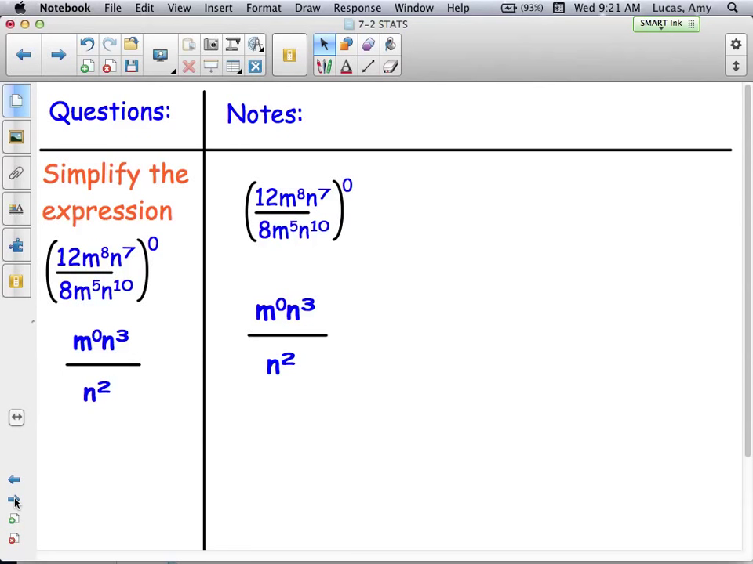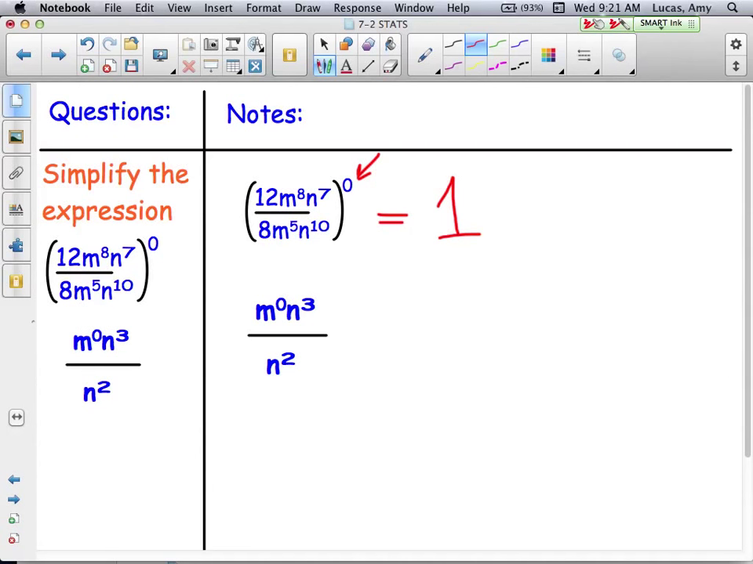Okay, now a little bit easier. Anything to the power of 0 equals 1. So all of that stuff that was in the parentheses was being raised to the power 0. So the whole thing is just 1.